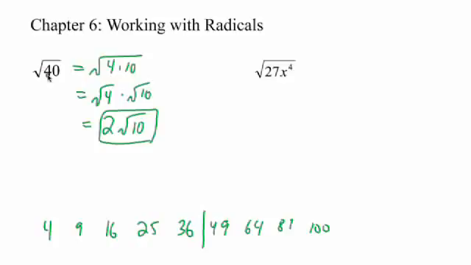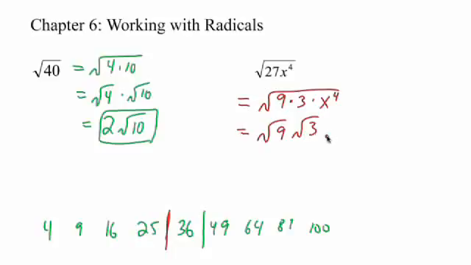Let's look at another example, and this example also contains an exponent, so we'll talk about how to deal with that. All right, so this time I have the number 27 under the radical. 27 would fall here. So I'm looking for the first number on this list that divides evenly into 27, and that number is 9. So I'll think of this as the square root of 9 times 3 times x to the 4th power. That's the square root of 9 times the square root of 3 times the square root of x to the 4th power.